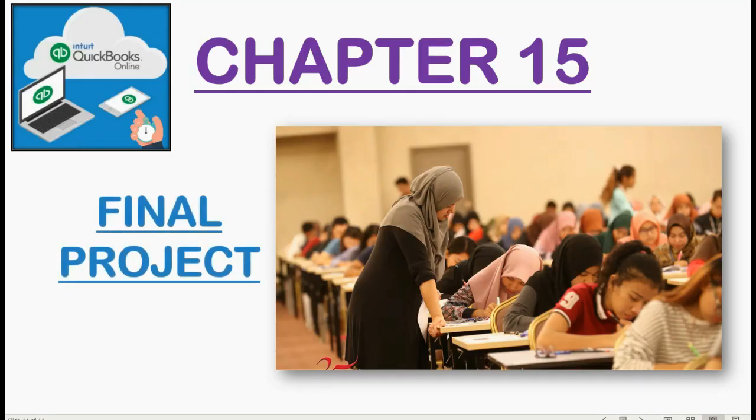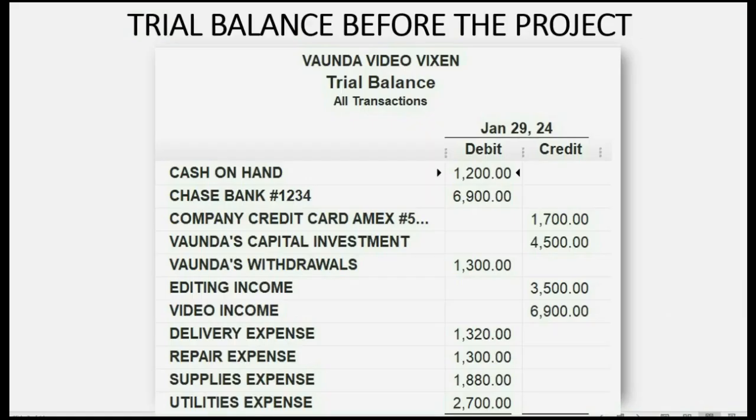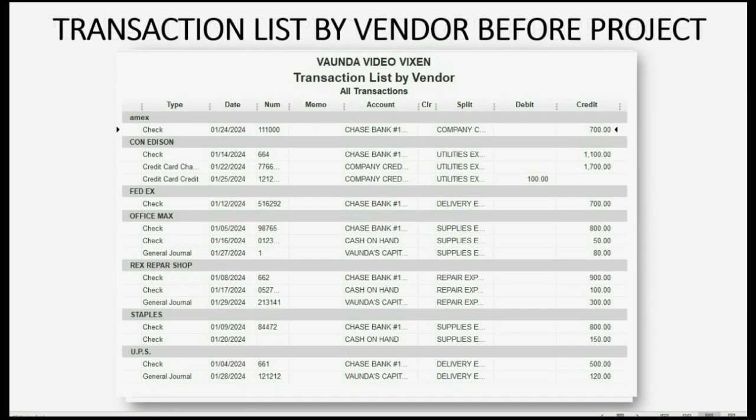Chapter 15, The Final Project. This is what the trial balance should look like right before you begin this exercise. It's the results of all the transactions that we entered in the entire course. You must make sure that your numbers are the same as mine before you begin the practical project exercise. This is also the transaction list by vendor before we begin the project. And if you compare this one by one to yours, you'll see if you recorded everything with the proper detail.